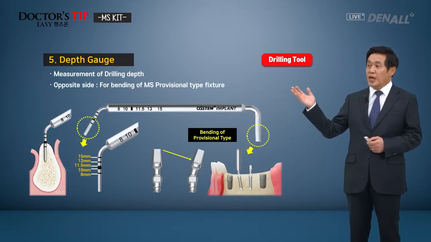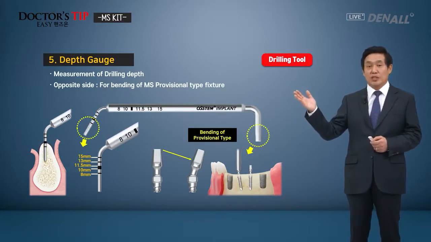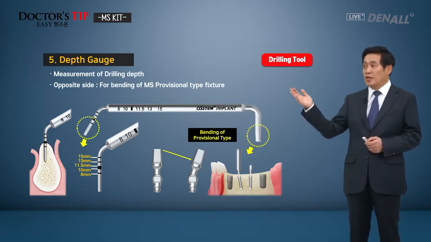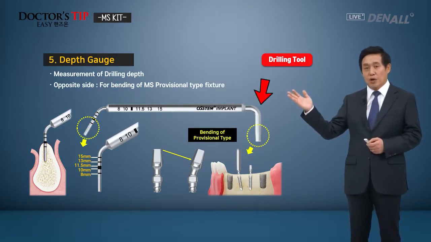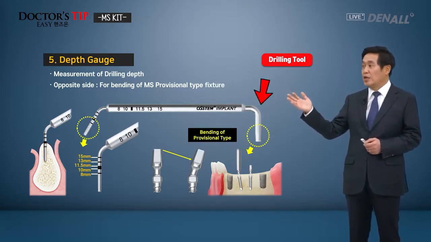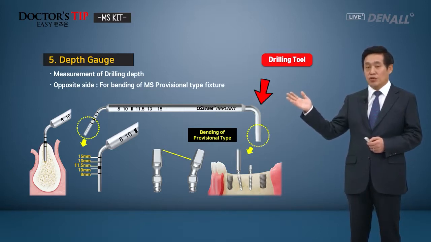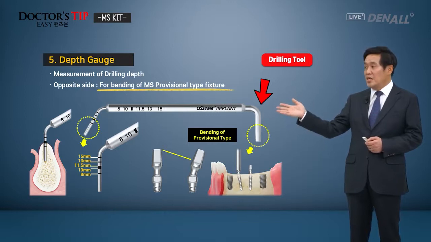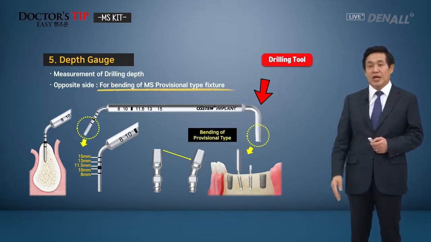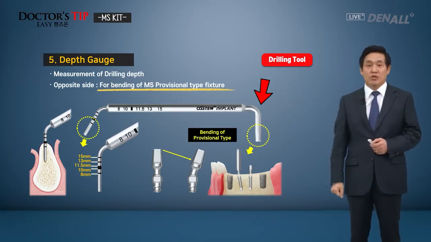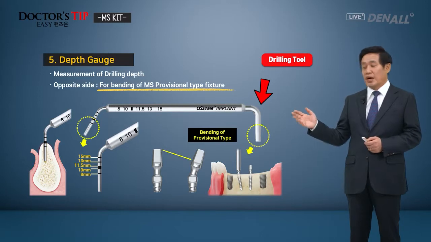Next is the depth gauge. It's a basic gauge that you would know, but it's a bit narrower and thinner, because you go into a narrow space. And on the other side of the depth gauge, there is a special attachment. This is for the provisional MS implant, because that fixture could bend. So this is a tool for bending. On the opposite side of the depth gauge, you have that available. And how it's bent, I will tell you in the hands-on session.